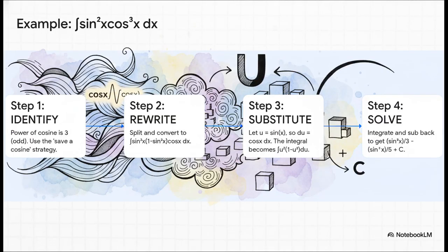Let's run another play. This time, the cosine power is the odd one, so we save one cosine of x. We convert the leftover cos squared x to 1 minus sine squared of x. Now look at what's left. Besides our saved cosine, everything is in terms of sine. That is the signal for our substitution, u equals sine of x.